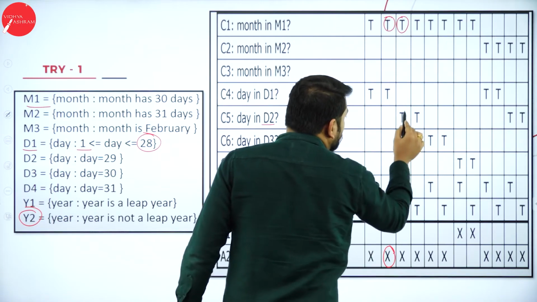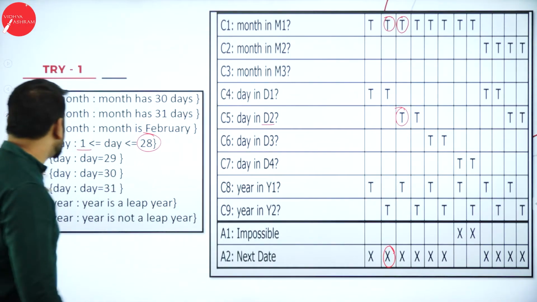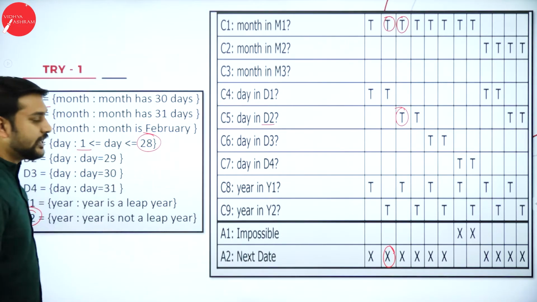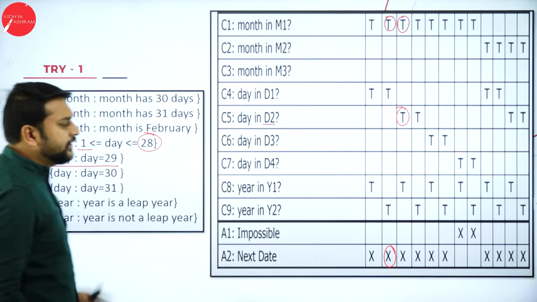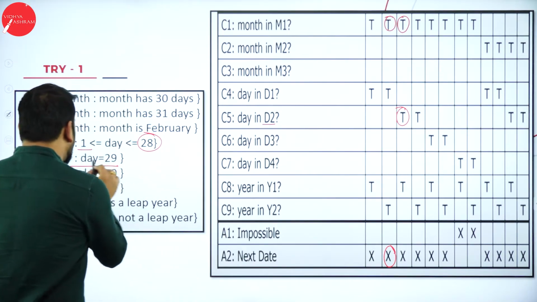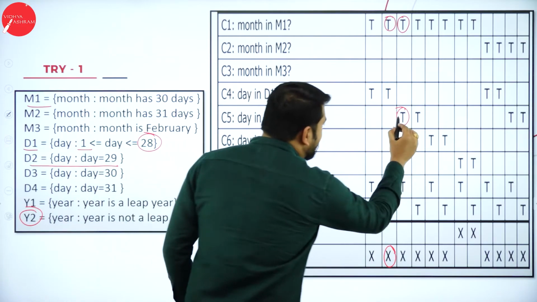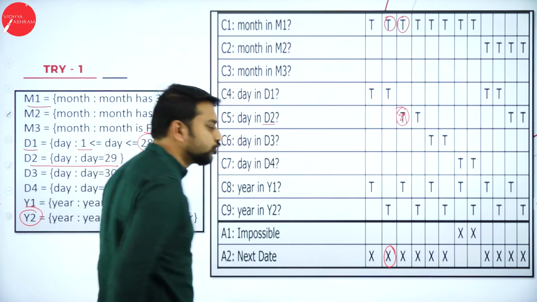D2. So D2 in the sense what? So please observe, 28 days. Is it? No. So D2 in the sense, please observe, it is 29 days. Let me write 29 here. So fine. So 29 I have written.